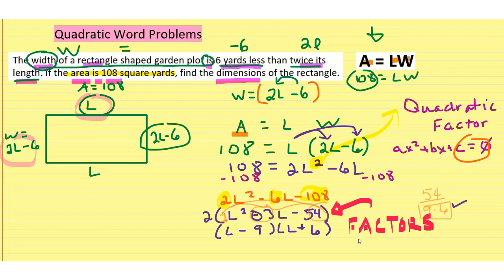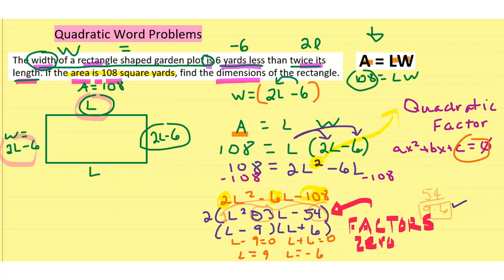How do I find my solutions? Zero product rule. Which means that I am going to say L minus 9 equals 0, and I'm going to say L plus 6 equals 0. And when I solve those with order of operations, L is going to be equal to 9, and L is going to be equal to a negative 6.